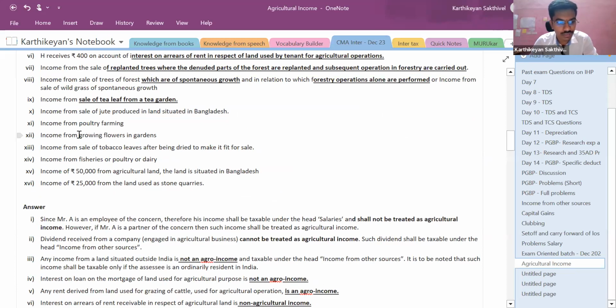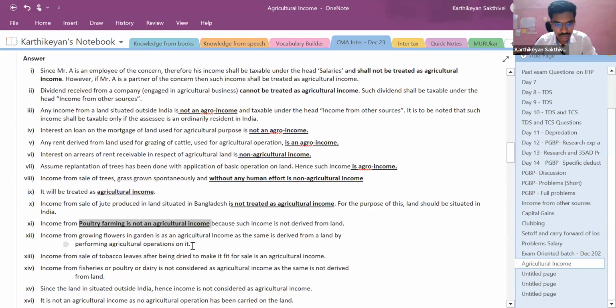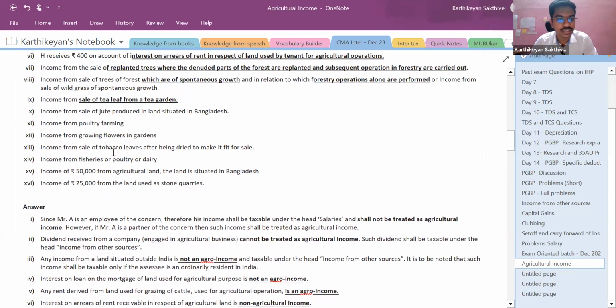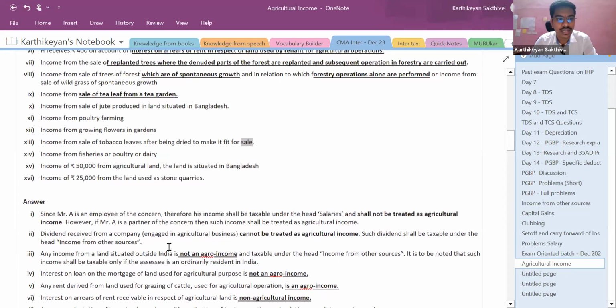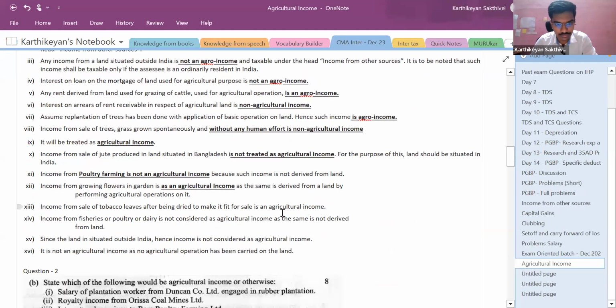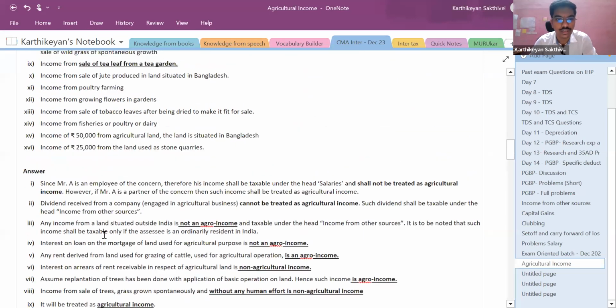Income from growing flowers in the garden. As far as income from growing flowers in a garden, it is to be treated as agricultural income, since it is derived from a land and is an agricultural produce, right? Next, income from sale of tobacco leaves after being dried, making it fit for sale. Before it is dried, it is not fit for sale. Only after being dried can it be sold. Hence, in that case, it is to be treated as agricultural income.